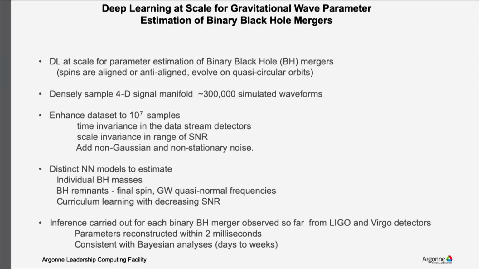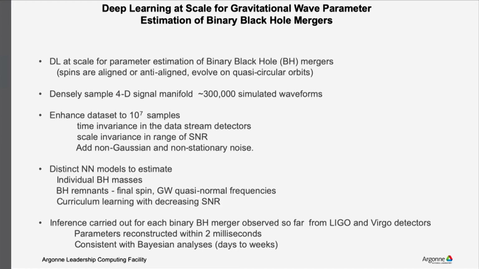And then we need to add more realistic noise, some non-Gaussian and non-stationary noise, to the signal. And we've asked the network to do regression, basically, to estimate black hole masses, the final spin of the object which remains afterwards, and the gravitational wave quasi-normal frequencies of the actual oscillations. And in this network, what we do is curriculum learning.